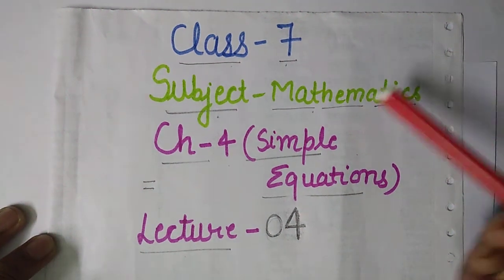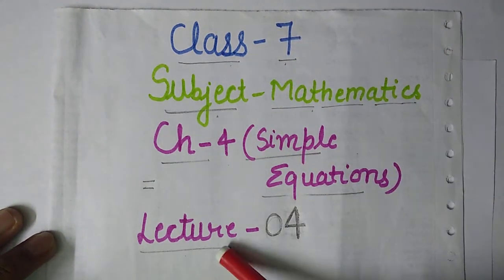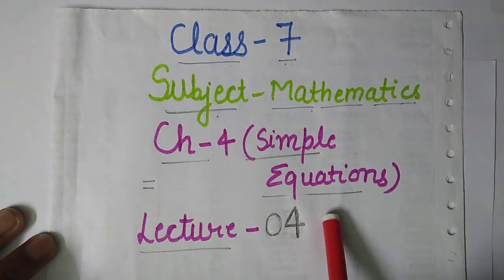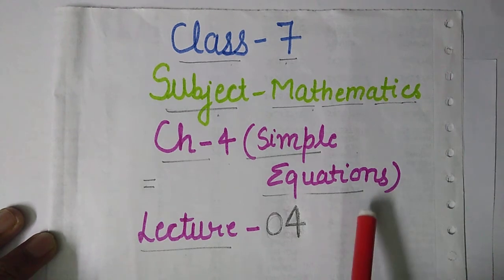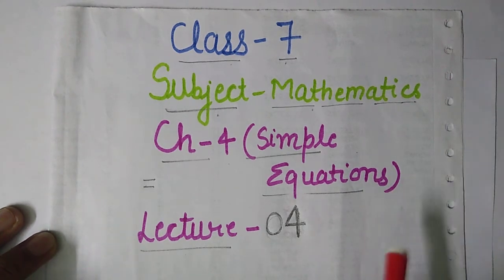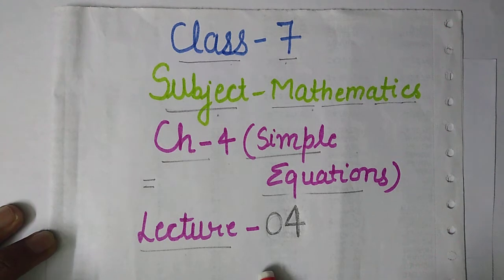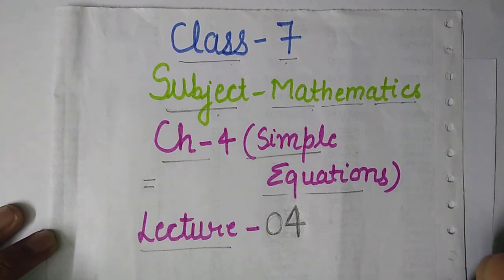This video is for the students of class 7, subject mathematics, and this is lecture number 4 of chapter number 4, simple equations. So students, in the previous two lectures, we have learned how to solve equations. In this lecture, that is lecture number 4, we will learn how to set up the equation and then how to solve them. The main concept that we are going to learn in this lecture is how to set up an equation.